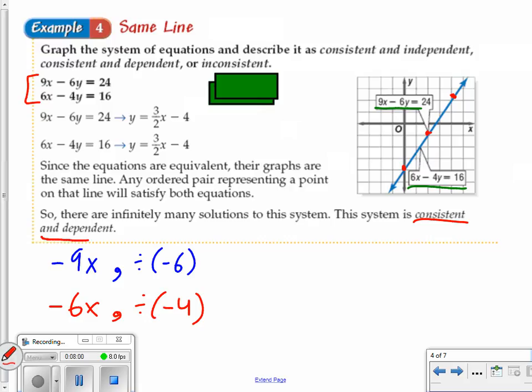And it helps me to remember them as dependent because they lean on each other. They depend on each other. It's the same exact line. They need one another in that case. So independent, they're different from each other. Dependent, they're the exact same.